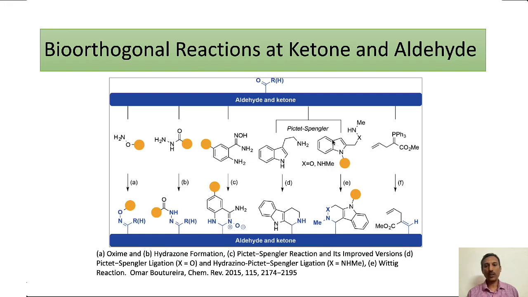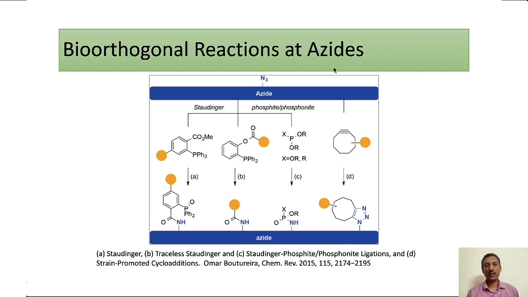The Pictet-Spengler reaction gives a cyclic product as shown here, or the Pictet-Spengler ligation in which the X group is oxygen is also known, and the Wittig reaction of a Wittig salt with a carbonyl compound gives the olefinic product. So, these are some of the examples of bioorthogonal reactions which can be carried out at ketones or aldehydes. And for bioorthogonal reactions with azides, we have seen one example, the cyclooctyne strain promoted azide-alkyne cycloaddition reaction.